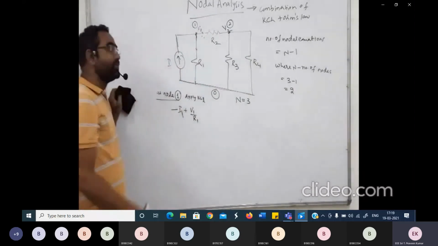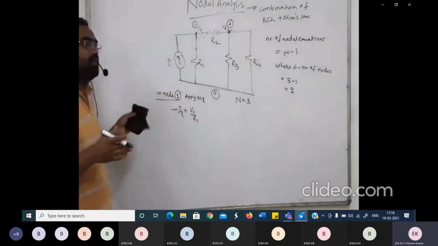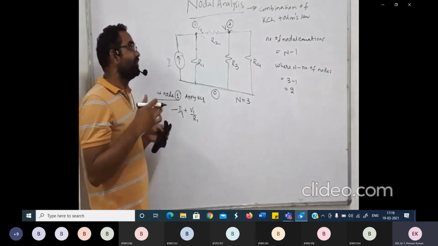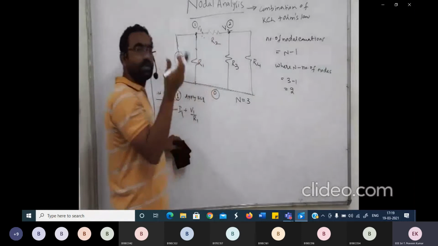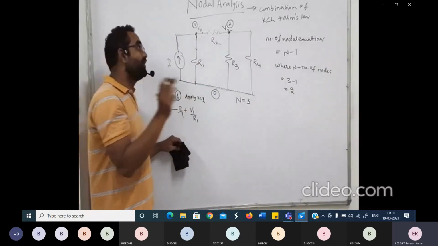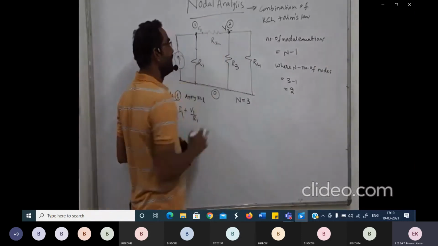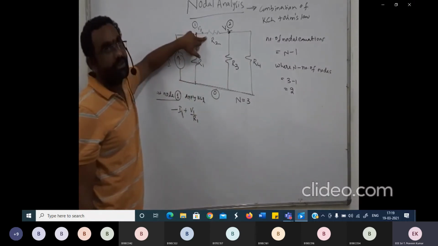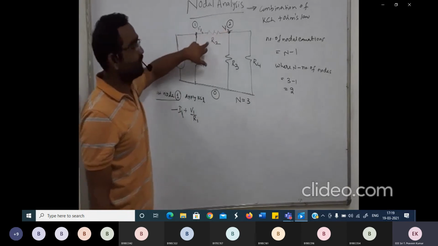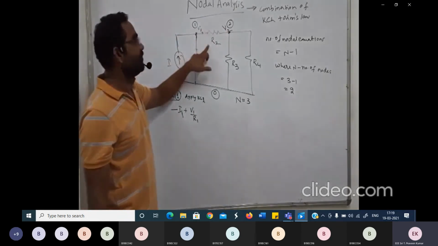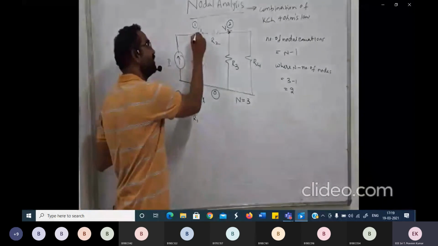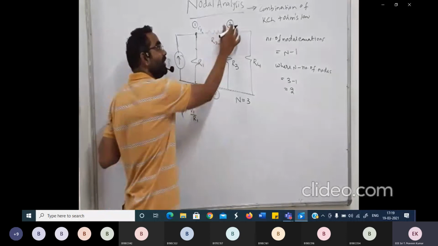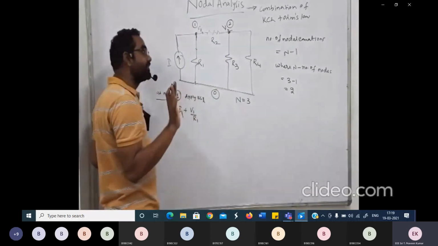Now similarly, just like what we have seen in mesh analysis, when you have a common element between two loops, what have we done there? We have taken the net current flowing through the element. Now in nodal analysis also, I want to see what is the current flowing through this. Of course it can be V1 minus V2 by R2 or V2 minus V1 by R2. But because I am writing the equation at node 1, I assume that V1 is at higher potential compared to V2. Hope this is clear for everyone.